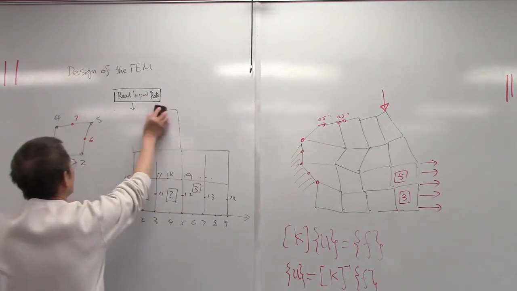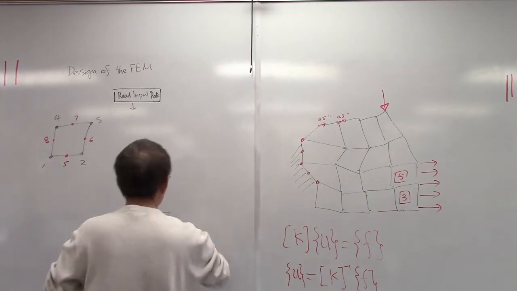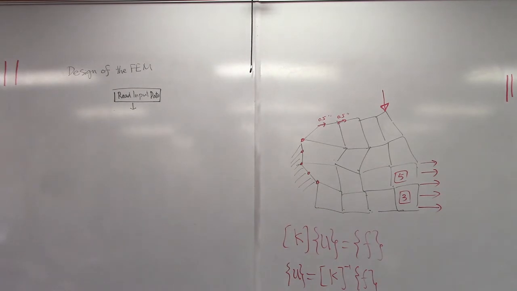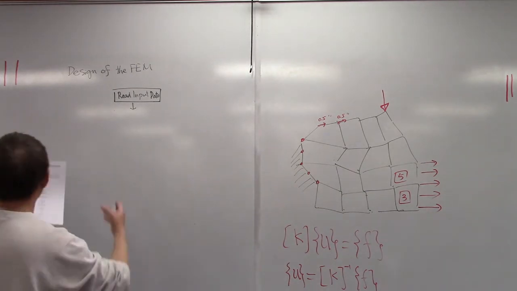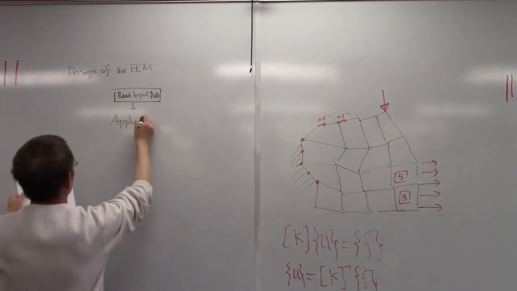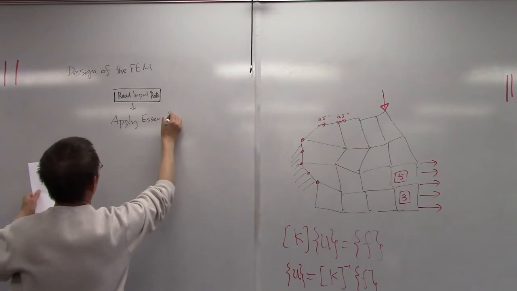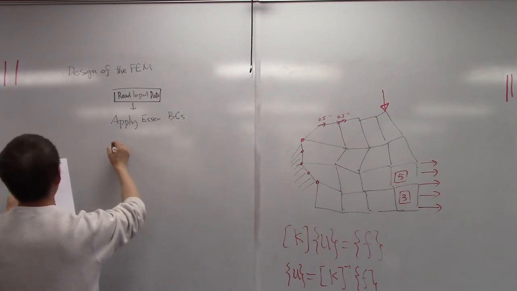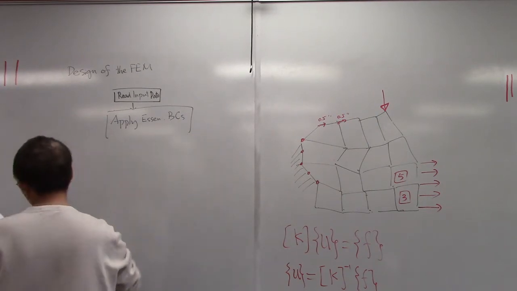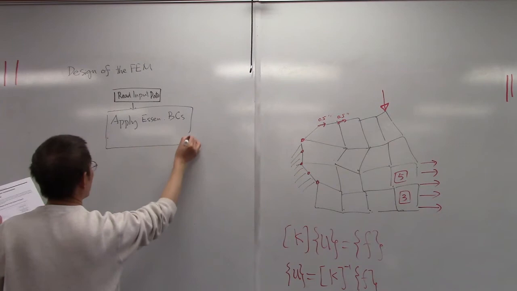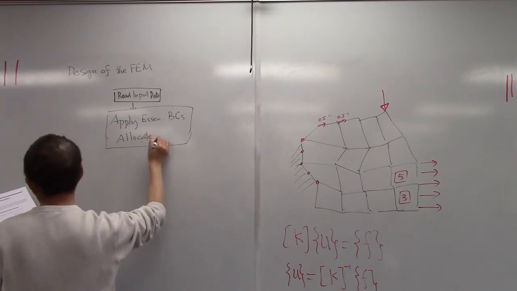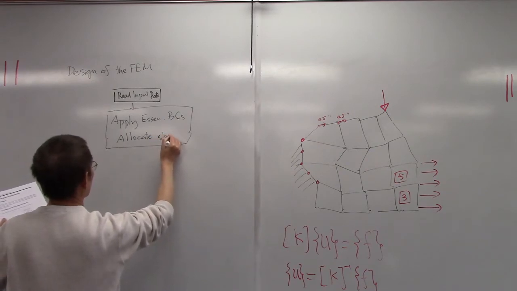Let me finish this flow chart here. So the very first thing, read the input data and then apply essential boundary conditions. And in terms of programming, there's also a memory allocation procedure. Allocate storage or memory.